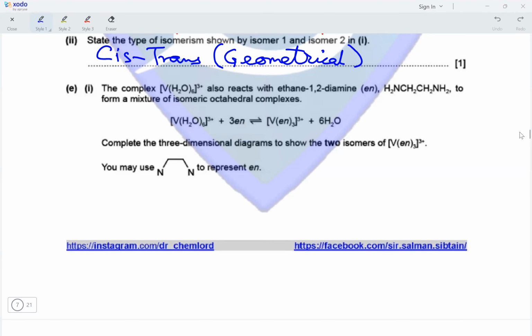Next, the complex [V(H2O)6]3+ also reacts with ethane-1,2-diamine or en to form a mixture of isomeric octahedral complexes. Now here all six water molecules have been replaced by en. Complete the three-dimensional diagram to show the two isomers of [V(en)3]3+. You may use N and N in a skeletal formula to represent en.